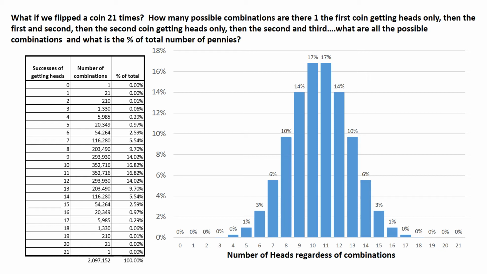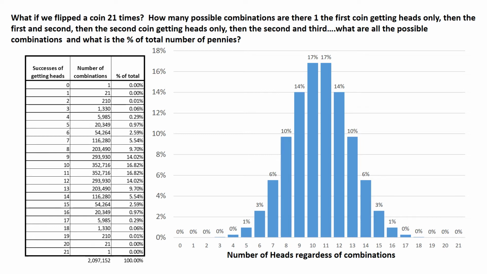What's the possibility of getting two heads? Well, it could be the first head and the second head, first head and third head, first head and fourth head, first head and fifth head, all the way to 21, or the second head and third head, second head and fourth head. And you can see there's 210 possibilities. And the larger we go with the number of heads, the greater it is.